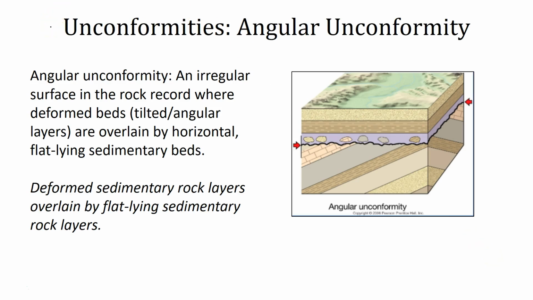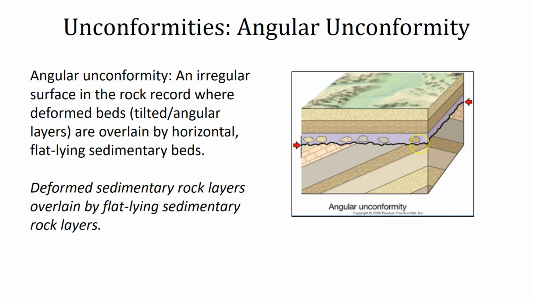All right, so we have three types of unconformity. We're going to go through them here. Our first type is what is known as an angular unconformity. So an angular unconformity is an irregular surface in the rock record where deformed beds, so layers that have been tilted, layers that are angular, are overlain by horizontal flat-lying sedimentary beds. Now, I'll make a little note here for an angular unconformity. All of our rocks are sedimentary, so they all have layers. Our unconformity, again, is a surface. It's a contact between two sets of rocks. So here we have this black, thick, wavy line.